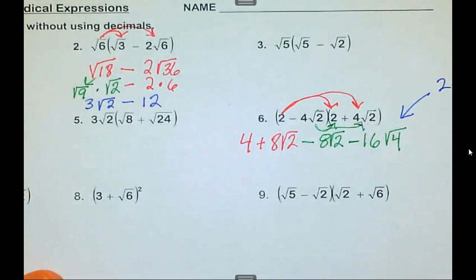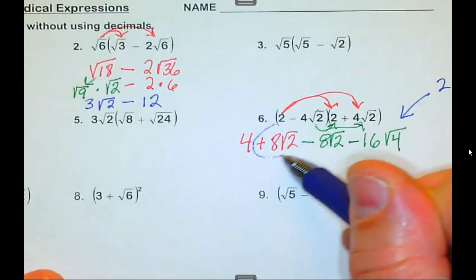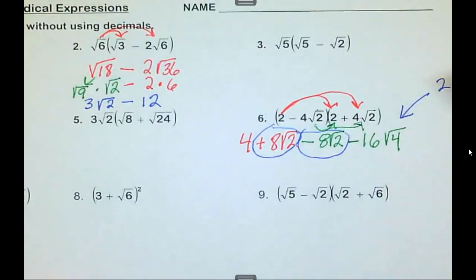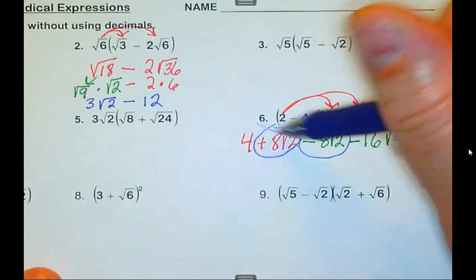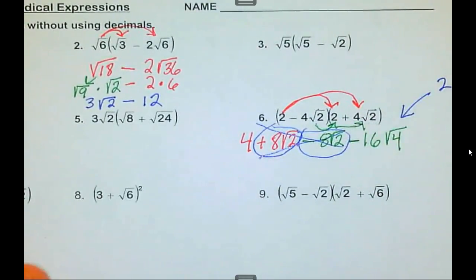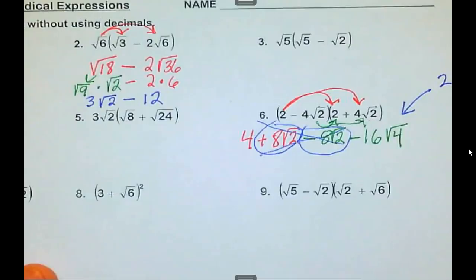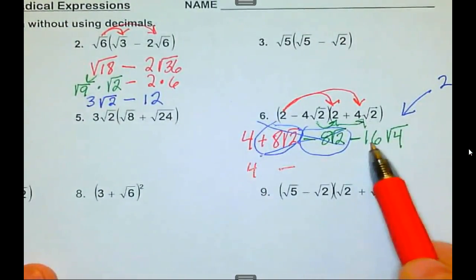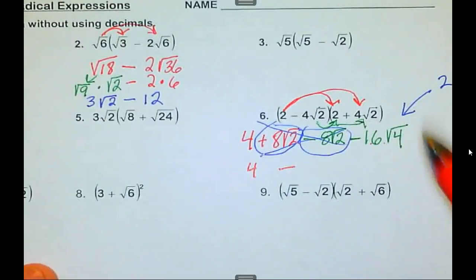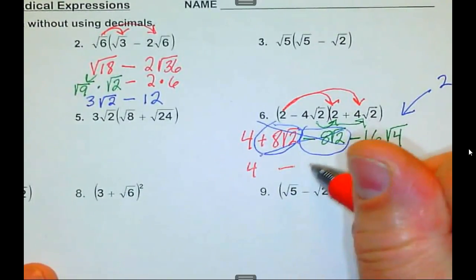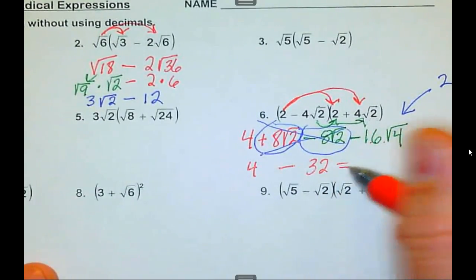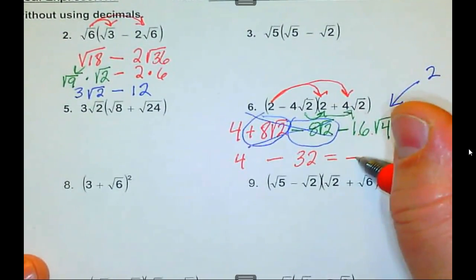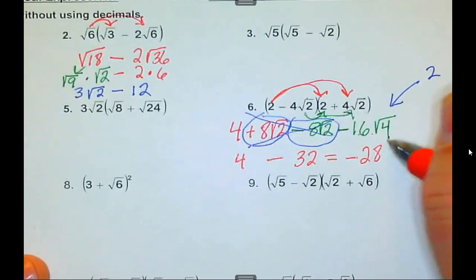I do have some like terms here, right? I have an 8 radical 2 and a minus 8 radical 2. What happens? 0. So I have 4 minus 16 times 2 is 32. And 4 minus 32, negative 28.